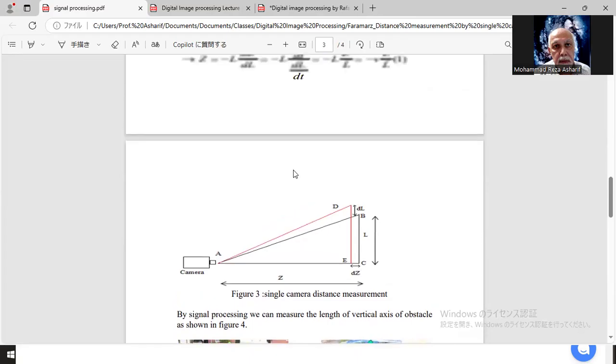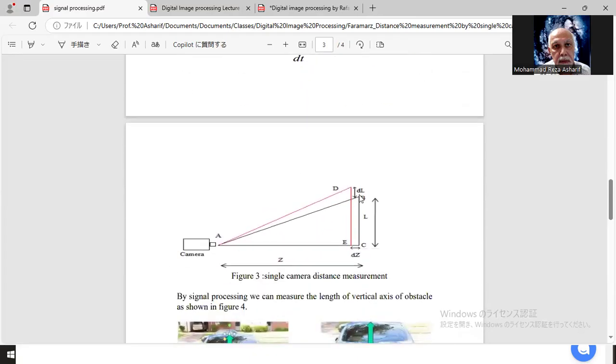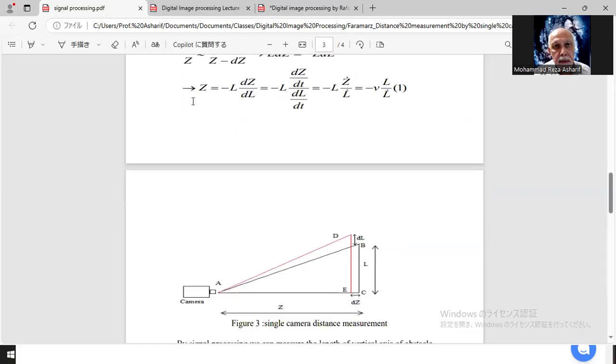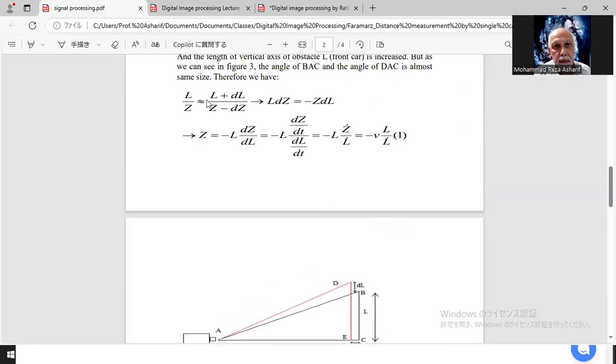So in this case, the angles BAC and DAC are almost the same. So the ratio of L to Z is almost the same as L plus dL over Z minus dZ. So this is minus, remember. If this approximation is accepted, then L dZ is minus Z dL, which gives Z equal to minus L dZ over dL, which is minus L times the derivative of Z with respect to time divided by the derivative of L with respect to time. So it is minus velocity.